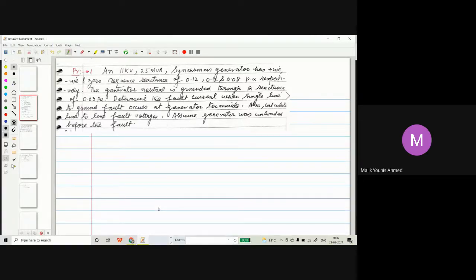So here, the only thing new is that the generator neutral is grounded through a reactance. We have probably done this numerical. The only difference is the formula you will be using: Z1 plus Z2 plus ZG0 plus 3ZN plus ZF. ZF is 0 in this case, there is no mention of ZF, so I will just write the rest.